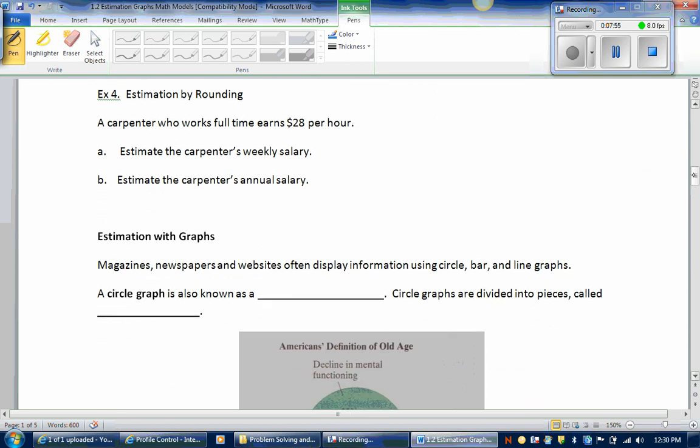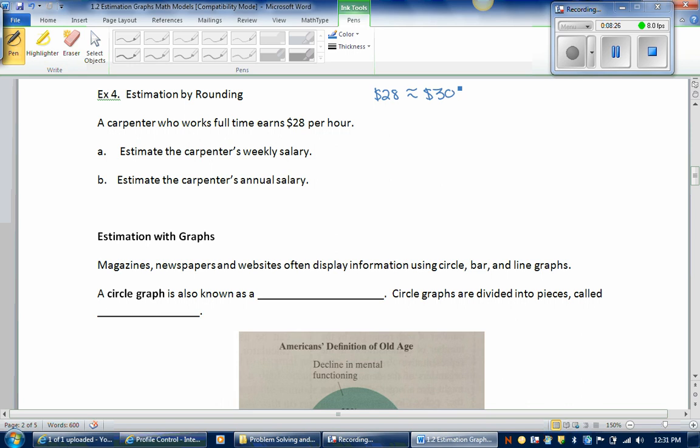Okay, so let's look at another. Estimation by rounding. A carpenter who works full-time earns $28 per hour. We want to estimate the carpenter's weekly salary, and we want to estimate the carpenter's annual salary. So again, it's an estimation. We're not going to really look at it being $28 per hour. What we're going to do is estimate that to be $30 per hour. It's going to make the math much easier.